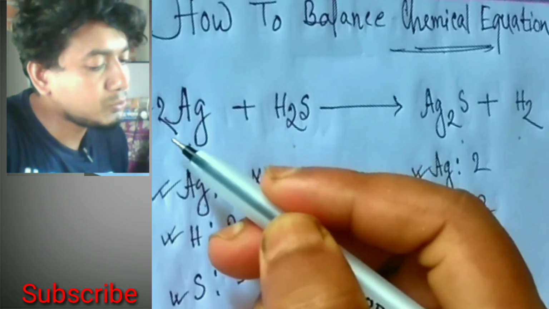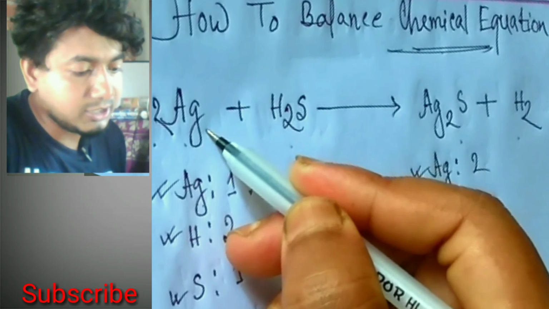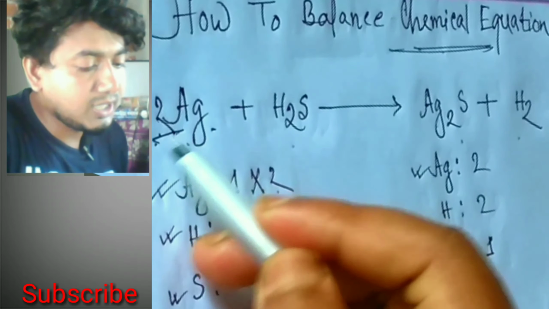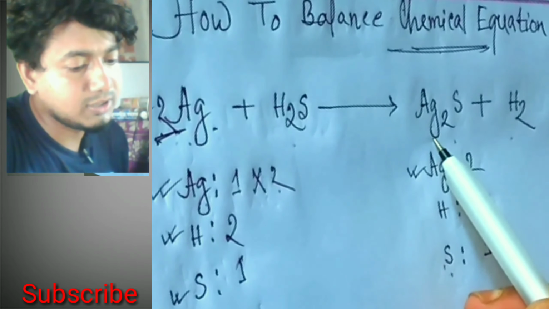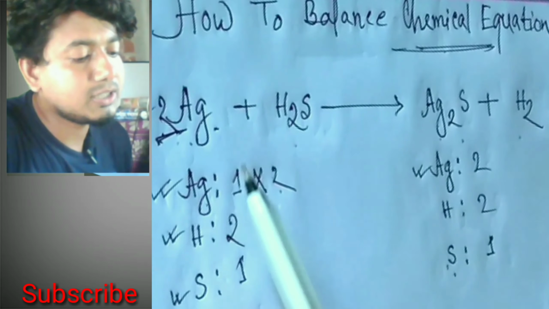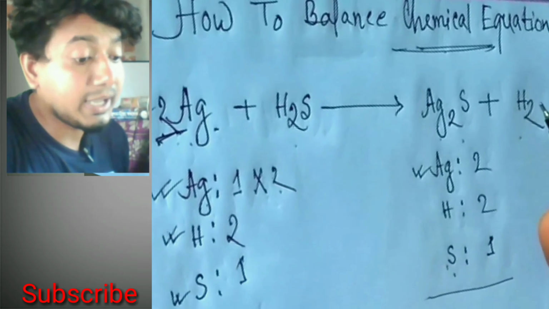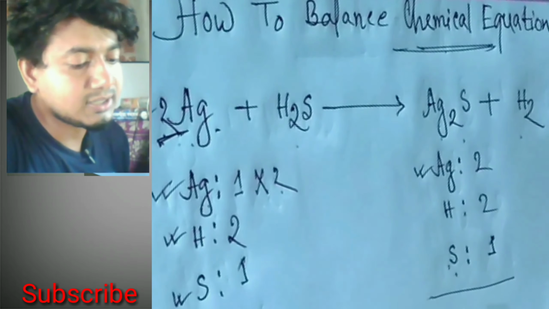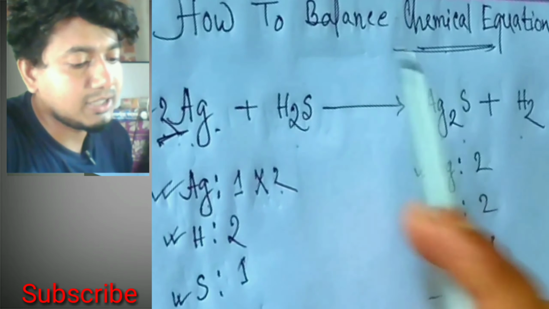I repeat, put it at the coefficient point, do not put it here. It will be a misconception to put the 2 here. So you must put 2 at the coefficient point, and then you see that we have 2 mole silver and 2 mole silver here, and all are balanced. So first thing you need to know, separate the elements of the reaction like that, and then make the ratio of them, and then identify which one is less and which one is more and multiply by some numbers and you will get the balanced chemical equation.